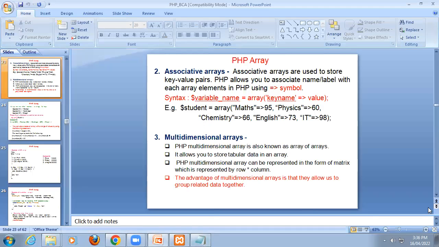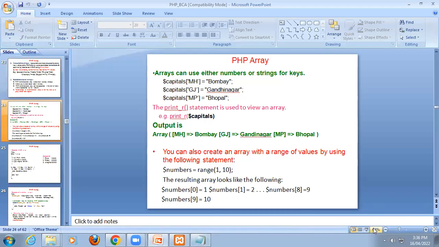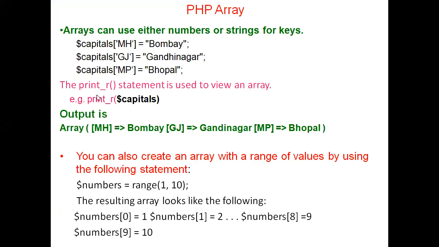Next example, I will show. Okay, this is the example. Now print_r. This is the statement used to view an array. Echo also prints, but specially to display the array you are going to use another statement called print_r. So this is the example. An array can use either numbers or strings. Here you can use numbers or strings, but it is always in single quotes.